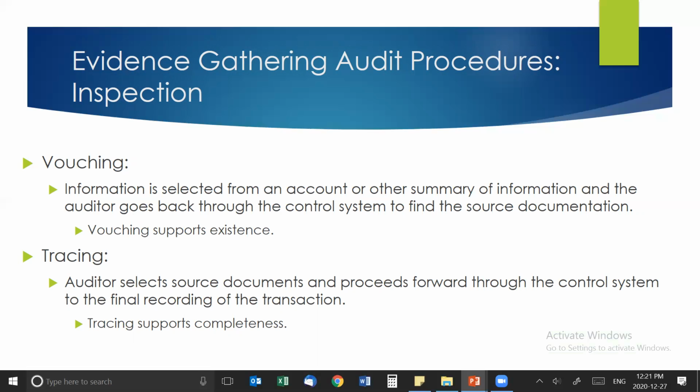So tracing supports completeness, vouching supports existence. When you're writing up these audit procedures, you do need to be really specific and explain what you're doing. You can say vouch or trace, and you want to say what documentation you're looking at, and what you're looking at in the documentation. So you don't just say, vouch from the general ledger to the documentation. You want to explain that it's an invoice you're looking at, and then explain what is in the invoice you're looking at. Okay.